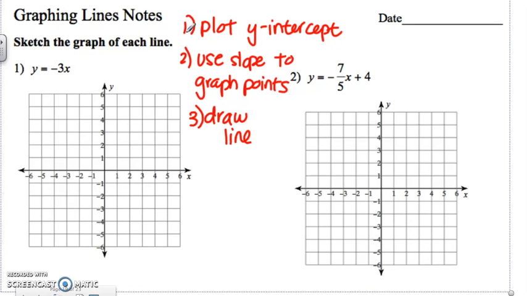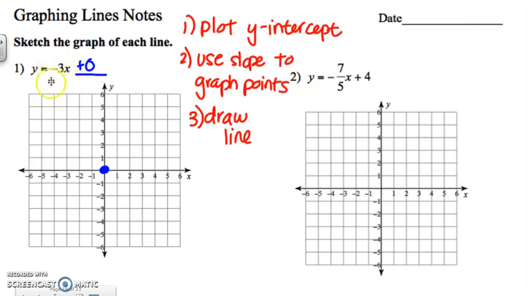All right? So on number 1, I have y equals negative 3x. I notice there is no number for the y-intercept, so that just means it's a 0. And so you're going to start at the center of your graph at 0. So the next thing is to look at your slope. So slope was a negative 3. You can always put that over 1 if you want a fraction. So your slope is going to be a negative 3 over 1.